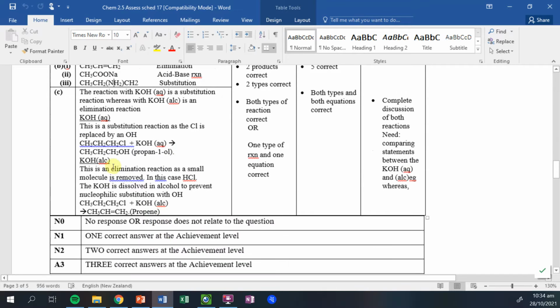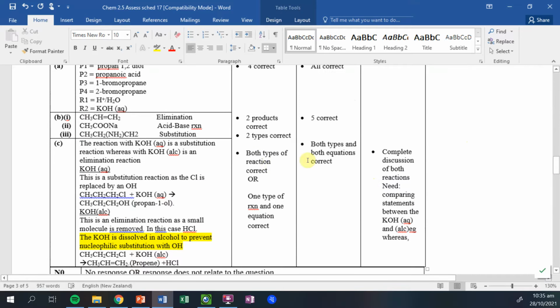For the elimination one, this has a small molecule being removed, just giving you the definition of elimination. In this case, it would be HCl. KOH is dissolved into alcohol to prevent the nucleophilic substitution. So that is something new that you guys haven't seen before. I'll highlight it. That's the justification they were looking for. And then again, the reaction scheme that you're looking at. I'm surprised in this equation that they don't have the byproduct, which is that hydrochloric acid. So I would say put that in there to be on the safe side because I have seen them mark down in the level 3 exams for getting the byproducts. So I'll add it there for you guys. Cool? There we go.